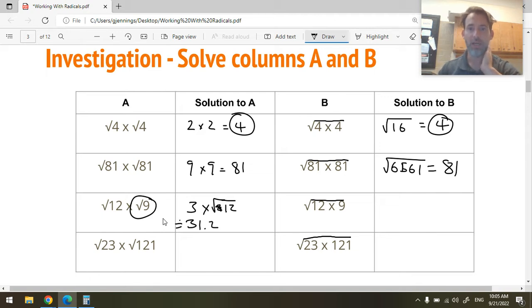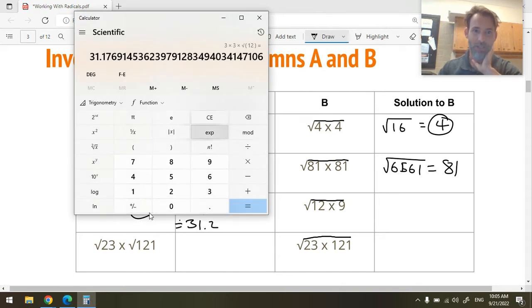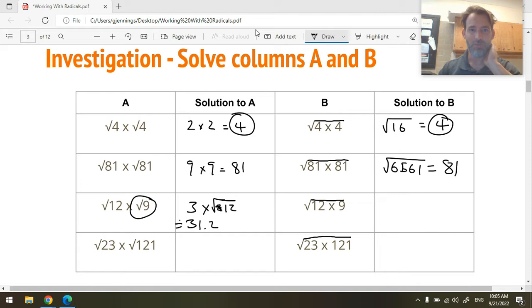Okay, let's try 12 times 9, which is 108. And then try that. What's the square root of 108? Clear. 108, take the square root. I must have made an error somewhere. Where's my error? 3 times root 12. Okay, let's take a look.